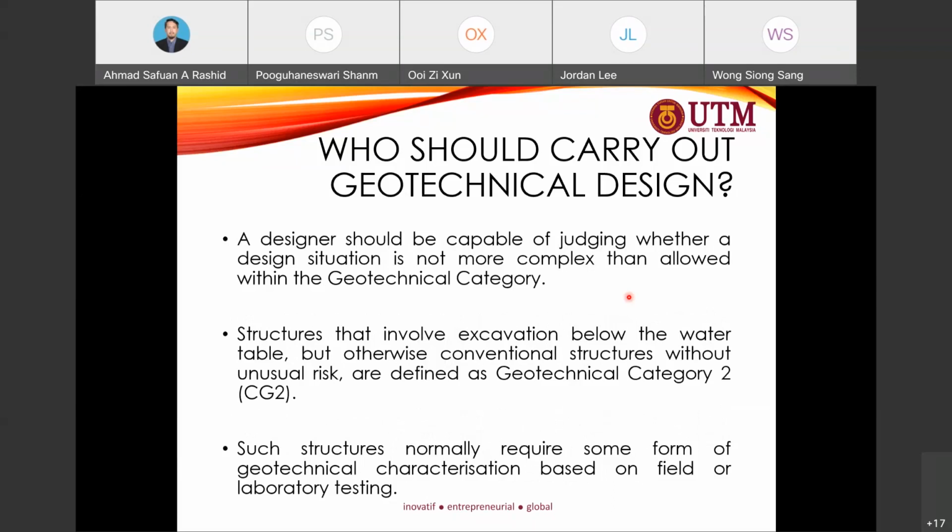Structures that involve excavation below the water table but are otherwise conventional, without unusual risk, are identified as geotechnical category 2. Such structures normally require some form of geotechnical characterization based on field or laboratory testing. So this is a common type of structure that we may normally construct, for example a residential normal house with excavations. So we should have some understanding of the field and also need to conduct laboratory testing.